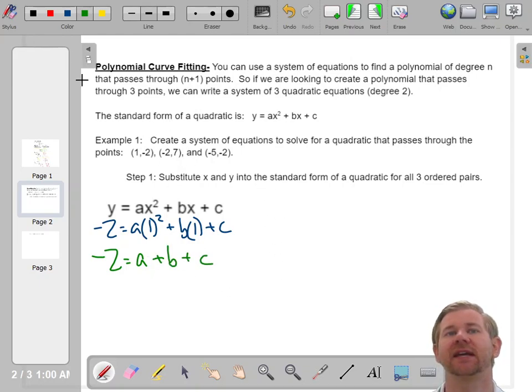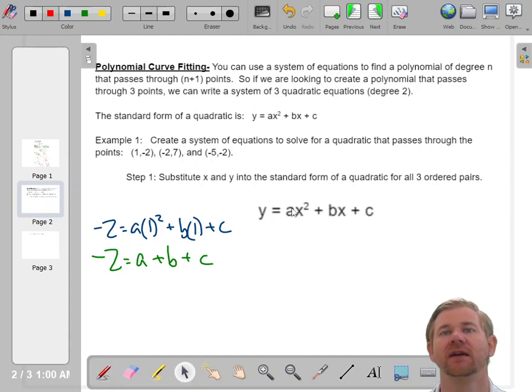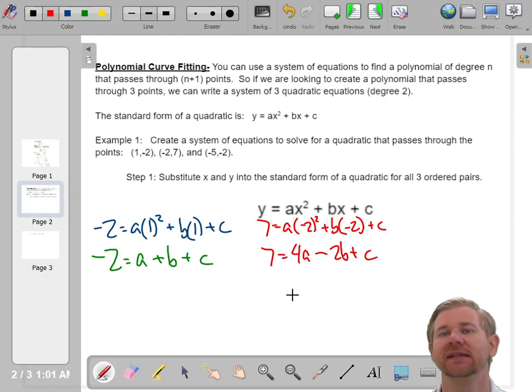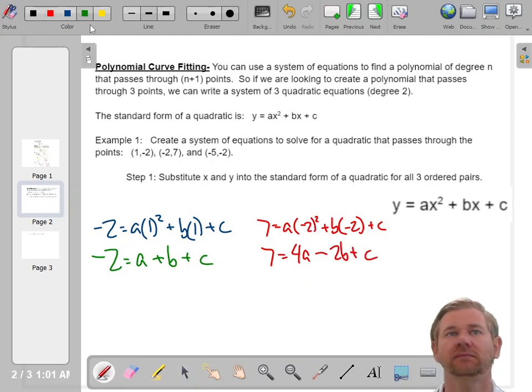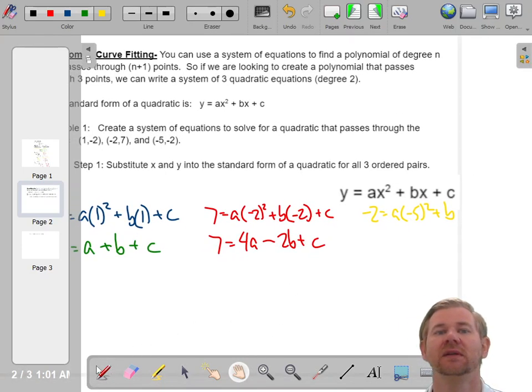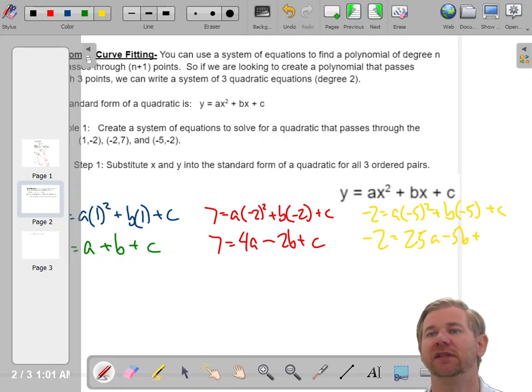Let's do the same thing with the second ordered pair. I'm plugging in y is 7 and x is negative 2. So wherever I see an x, I'll put a negative 2. And then I'll simplify that. Negative 2 squared is 4a minus 2b plus c. And then one more time, if I plug it in here, negative 2 equals a times negative 5 squared plus b times negative 5 plus c. So negative 2 equals 25a minus 5b plus c.